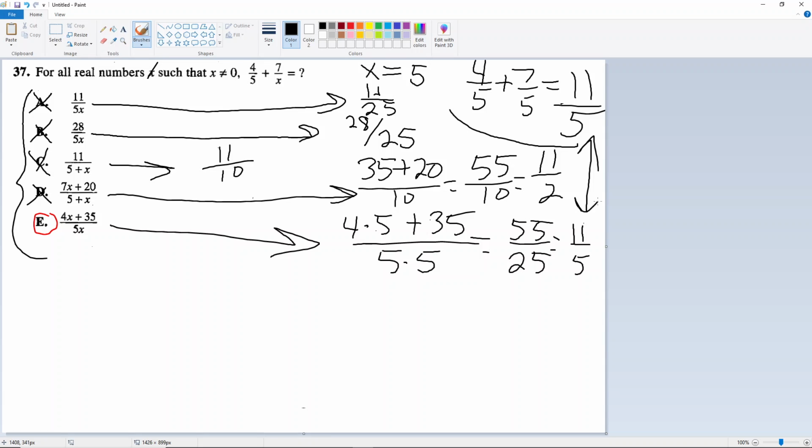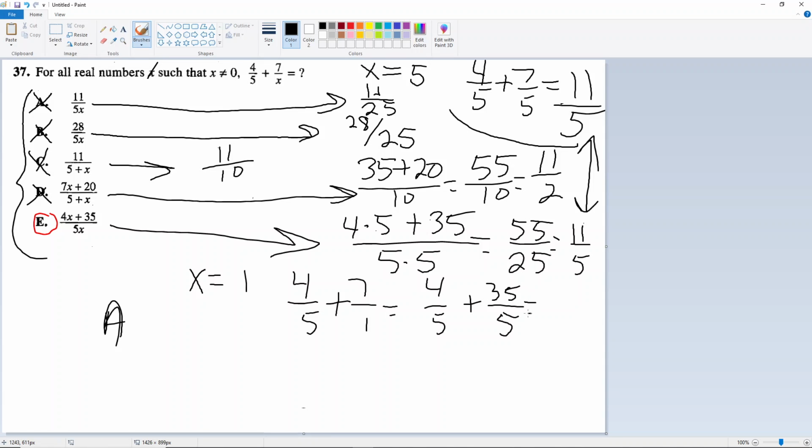Yeah, you might want to plug in just 1 for x. Let's just try 1 to show you what would happen. That might even be easier. The original expression, I forgot to do that part, is 4/5 plus 7 over 1. Well, in order to add fractions, we need a common denominator. 4/5 plus something over 5. 1 goes into 5 five times. 5 times 7 is 35. That makes 39/5. So we want an answer choice that's equal to 39/5.